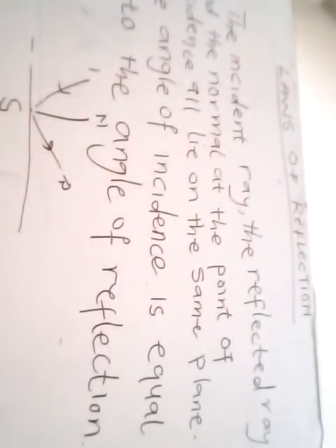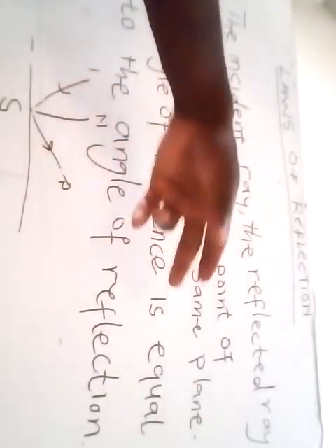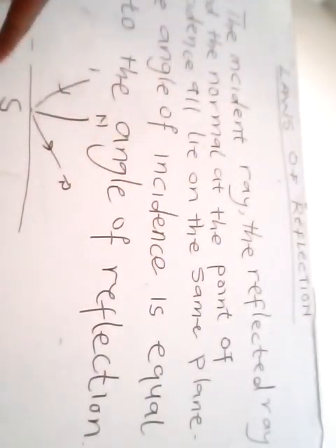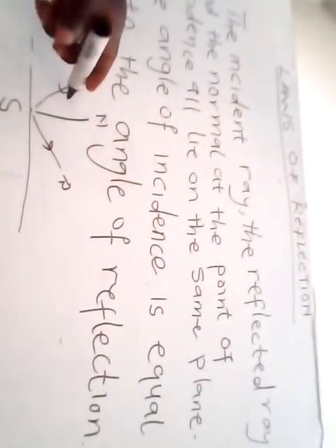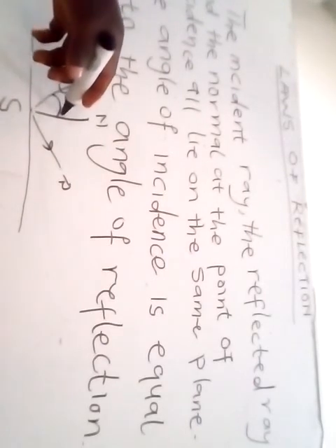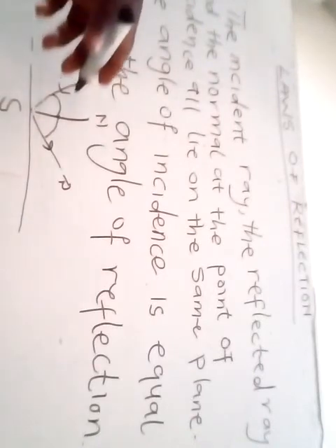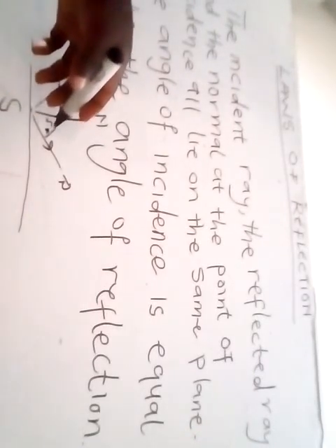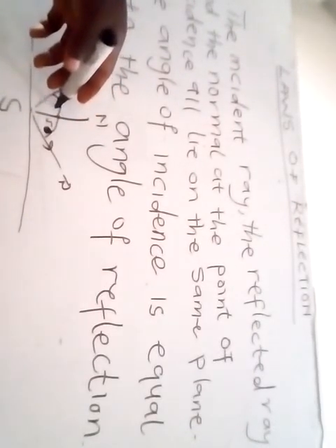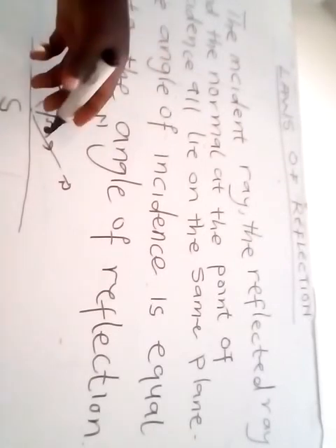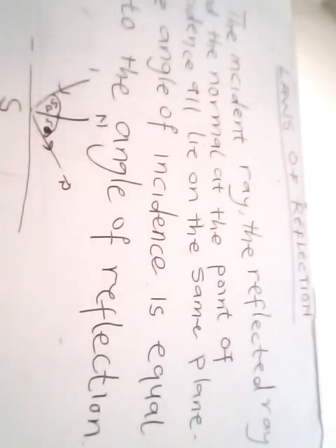And then law 2 says what? The angle of incidence is equal to the angle of reflection. So this is the angle of incidence. The angle of incidence is equal to the angle of what? Reflection. Are you okay with me? So if here is 50, the angle of reflection is 50, and the angle of incidence will be what? 50 degrees. Are you okay with that?